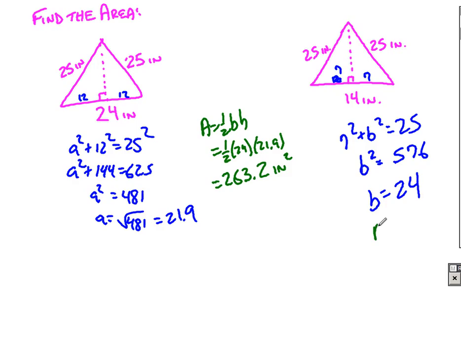Now I find the area. Area again is 1/2 base times height. 1/2, the base is 14. The height we just found is 24. So 24 times 14 times 1/2 will give me an answer of 168 inches squared.